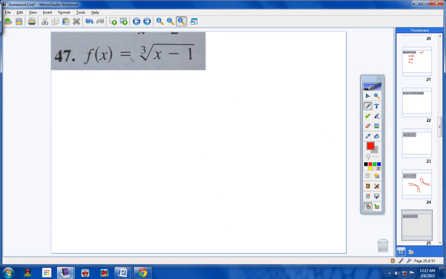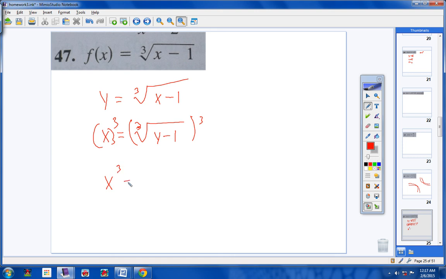The inverse graphs. Okay, number 47. Where the y is, I'm going to put an x, and where the x is, I'm going to put a y. To get rid of this cubed root, I'm going to raise both sides to the third power. So I get x cubed equals y minus 1. Bring the 1 over and make it positive. So x cubed plus 1 equals y. There is my inverse function.